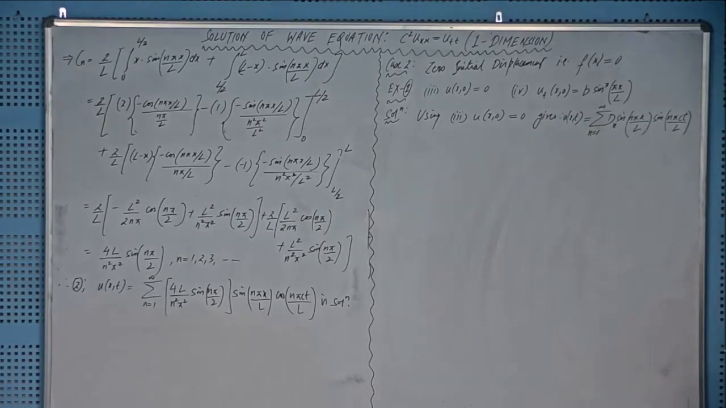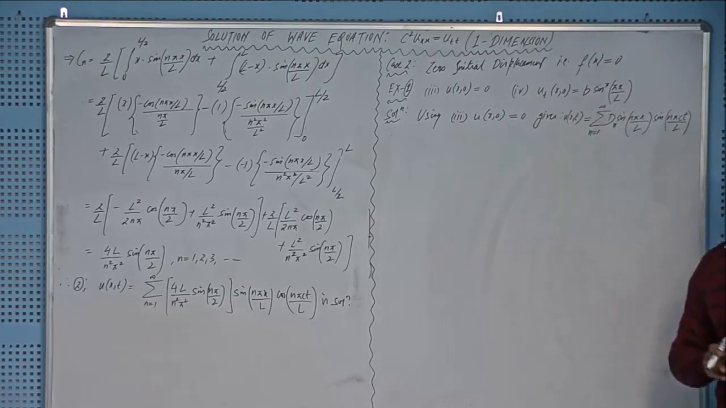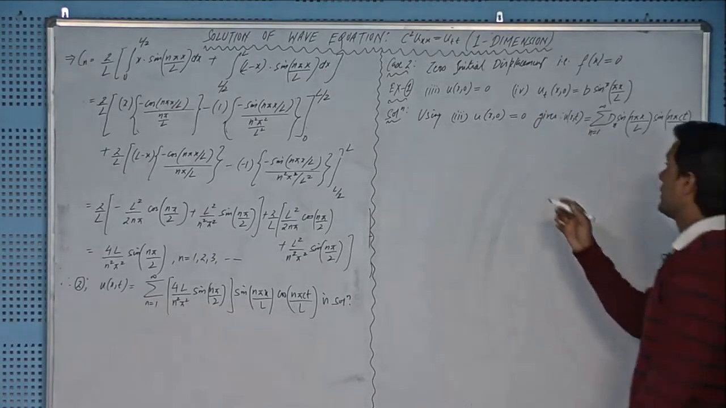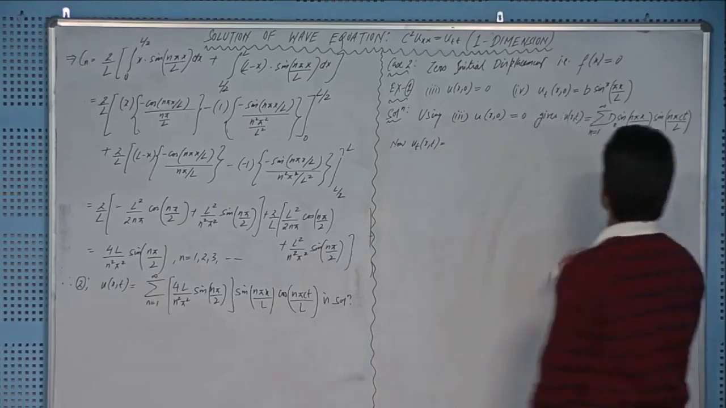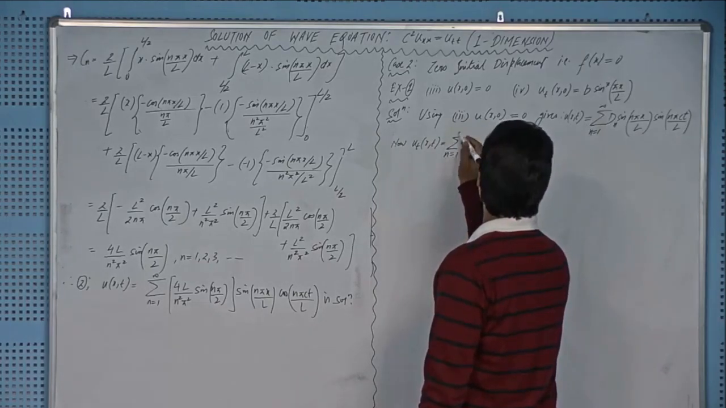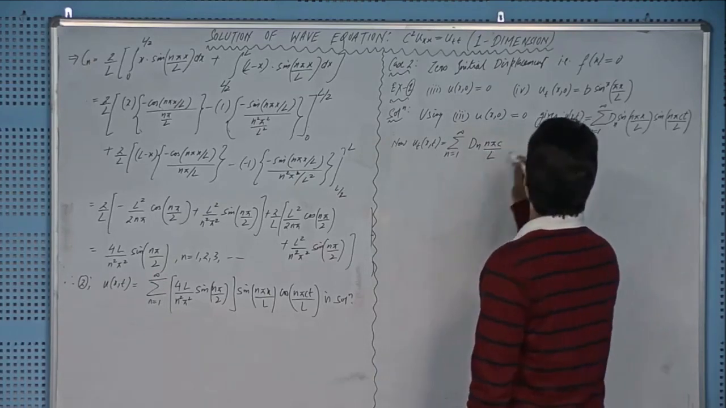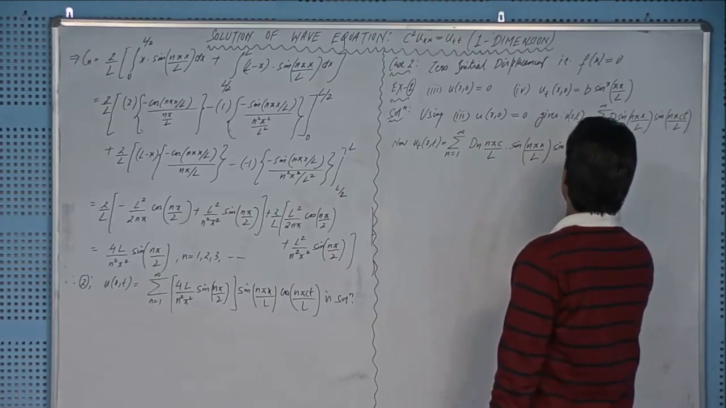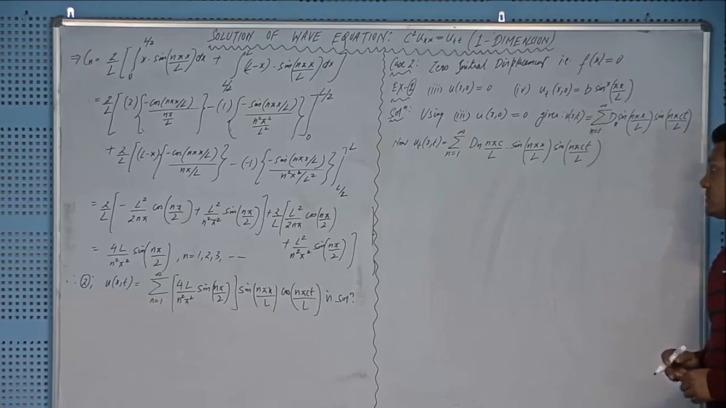Fine. Now the third condition is imposed on my solution, and now I will impose my fourth and last condition on this solution, but for that I have to obtain ∂u/∂t, right? Differentiating with respect to small t will produce summation n equal to 1 to infinity d_n times nπc/L, sin(nπx/L) and sin(nπct/L). This is the result after differentiating partially with respect to t.